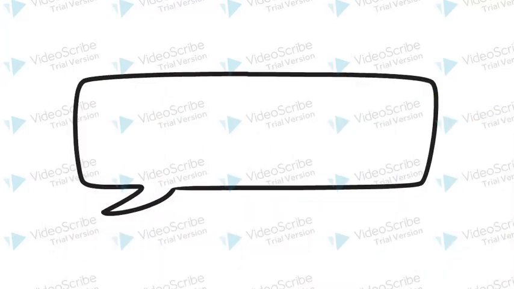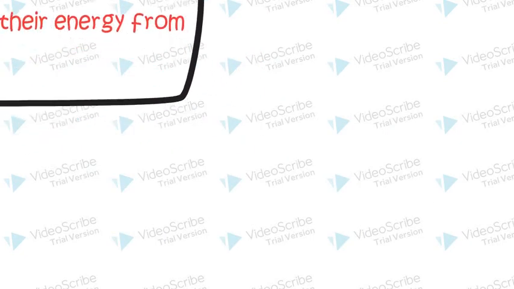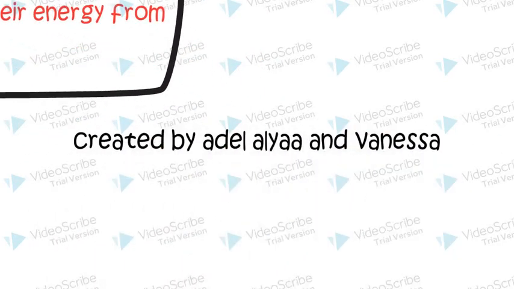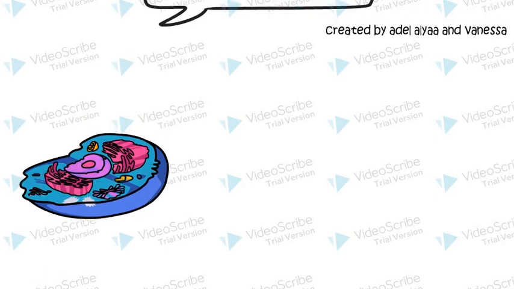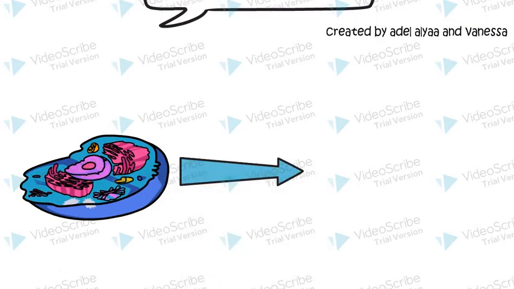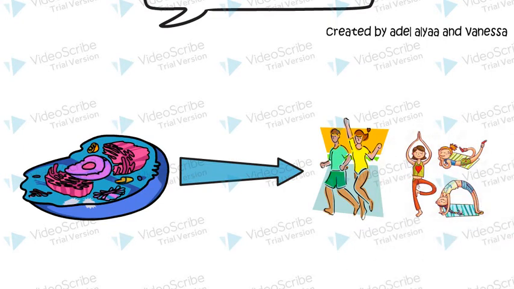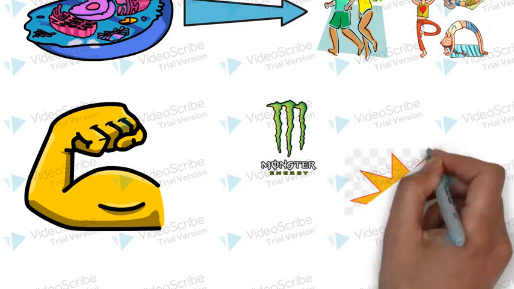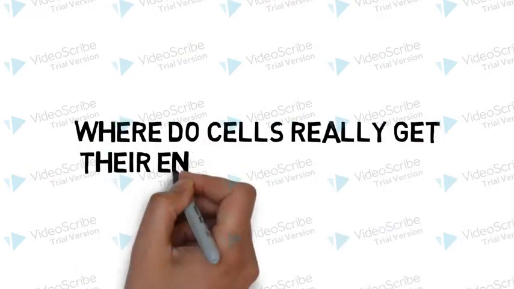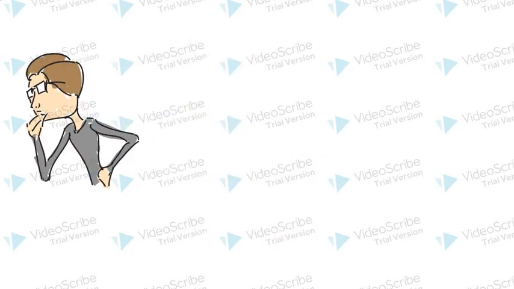Hi everyone, we are going to talk about where cells get their energy from. Cells, as we know, have their work cut out for them, since they have to work to keep you alive, moving and breathing. In order to do that effectively, they need loads of energy. And that brings us to the question: where do cells really get their energy from?